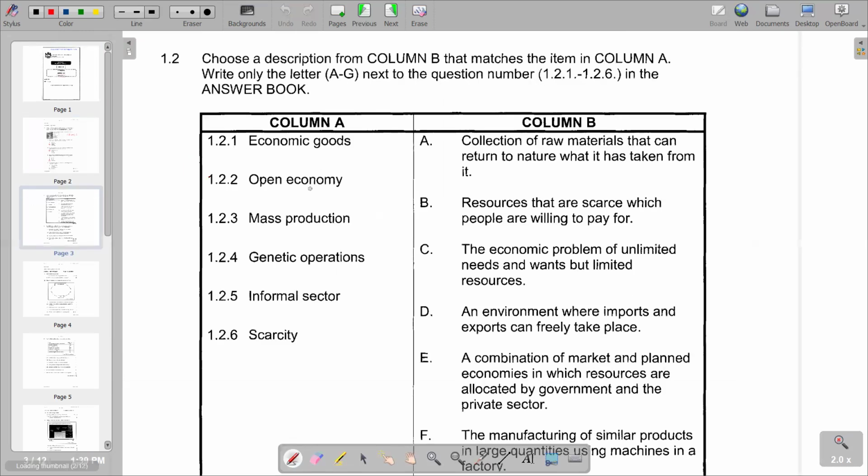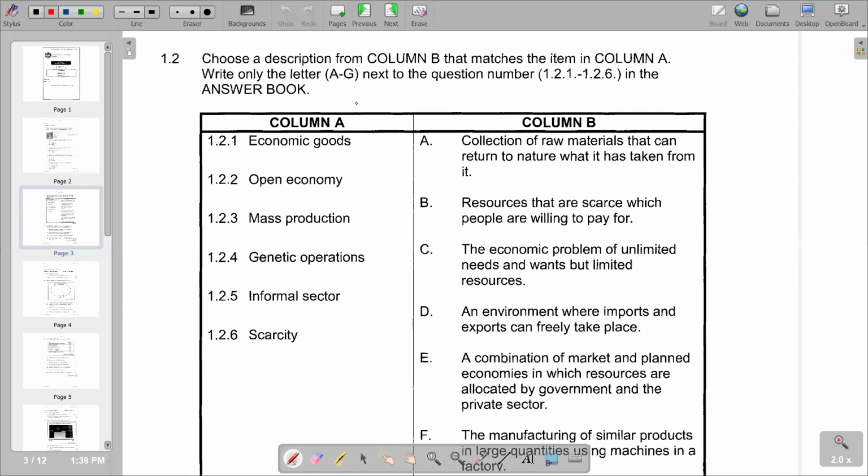So we go to the second section that we have according to the question. Choose a description from column B next to the question number. We are given 1.2.1 up to 1.2.6 in the answer book. So obviously, we've got column A and column B. We are going to pick explanations in column B that match the terms given in column A.